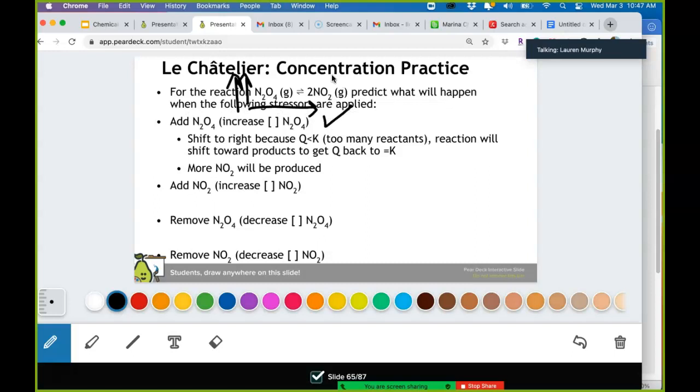When I do that, this goes up, increases in concentration, and this will drop back down a little bit. It won't ever drop back down to what its original value was, but it will drop back down. So what if I add NO2? Well, if I increase the concentration of my product, now I have too much product. So I have to shift back towards the reactants to decrease the stress and re-achieve equilibrium. So this will go up, and this will drop back down a little bit.